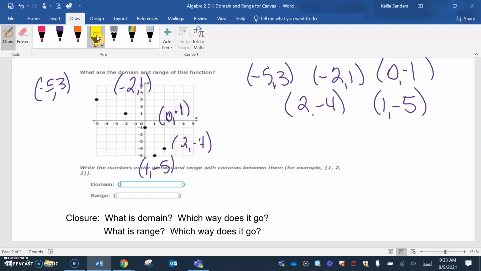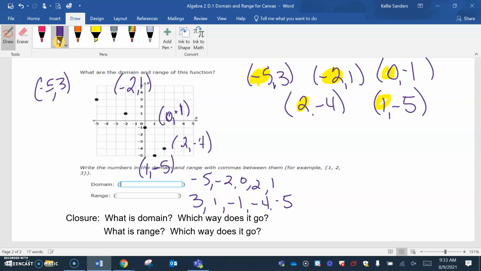Domain is the first numbers. So negative 5, negative 2, 0, 2, and 1. The range are the second numbers. 3, 1, negative 4, and negative 5. None of those repeated, so we put everything in the same way.